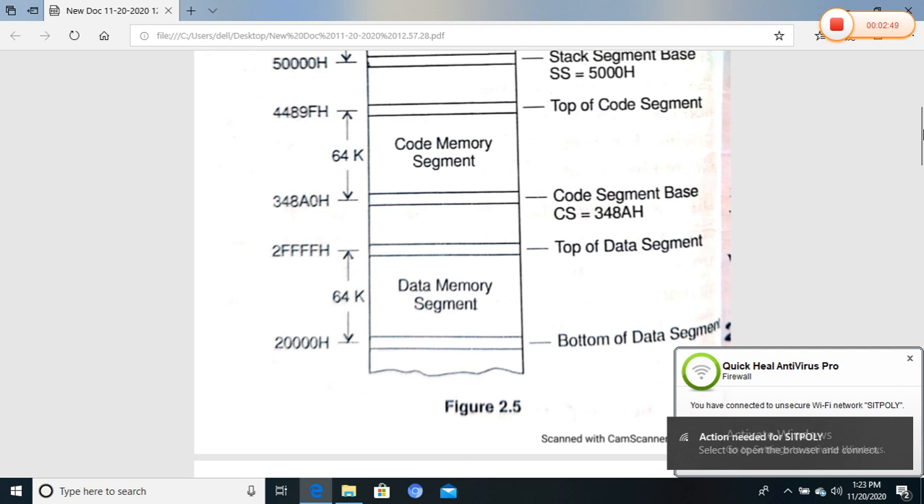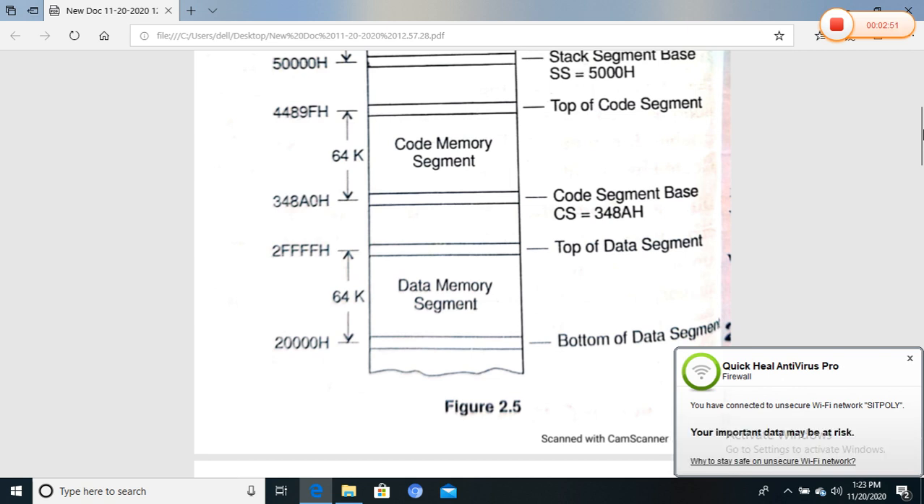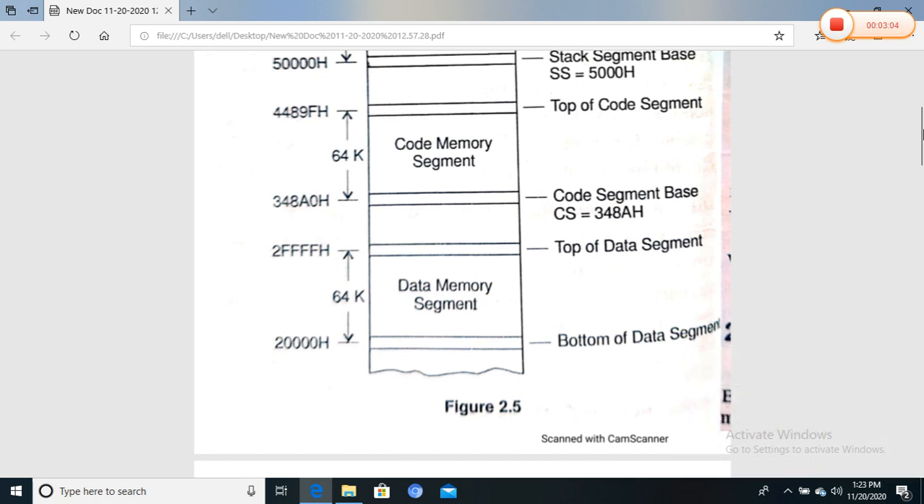That is the code segment register. The code segment CS register holds the upper 16 bits of the address, that is 348AH. This 16-bit value holds the starting address, and the top address is 4489FH for the code memory.